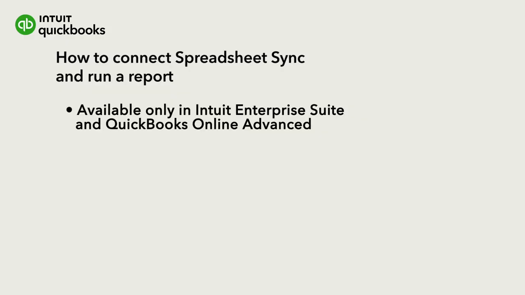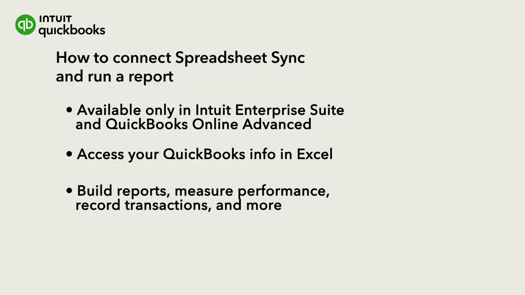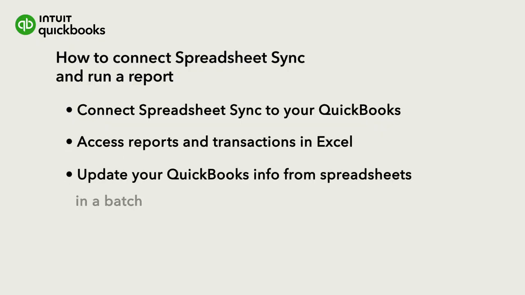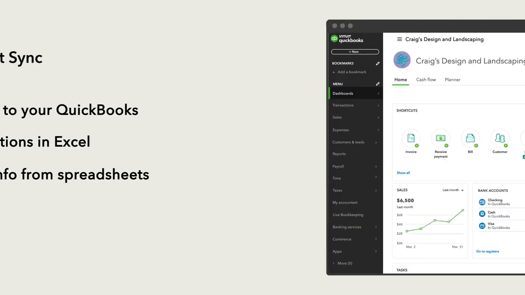When you use QuickBooks Online Advanced or Intuit Enterprise Suite, you get Spreadsheet Sync, which gives you the ability to view your company's data in Excel. With Spreadsheet Sync, you can create customized reports, track your business's progress, and make changes or updates to transactions and other information. Let's go over how to access Spreadsheet Sync, use it to run reports with your company info in Excel, and import new info from a spreadsheet into your books.